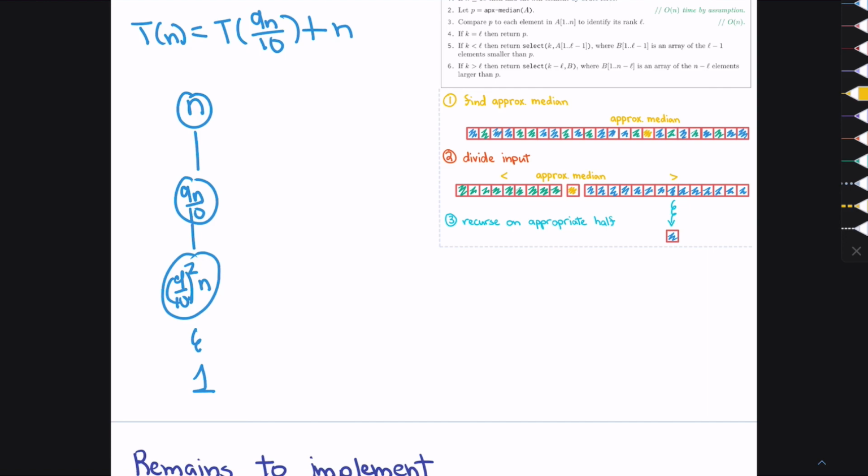How much work do I do at each level? Top level, I do about n work. Next level, I do 9n over 10. Next level, I do 9 over 10 squared times n. In general, at the ith level, I'll be doing 9 over 10 to the i times n. What does this all add up to?